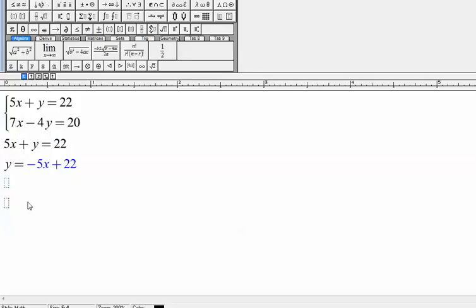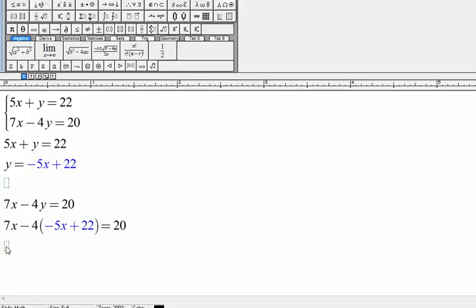So here we have 7x minus 4y equals 20. We're going to replace the y in the second equation by the expression that we just found for y using the first equation. So we'd get 7x minus 4 times the quantity, negative 5x plus 22, end quantity, equals 20. So we substituted that expression for y in the second equation. Now we have one equation that involves only x.